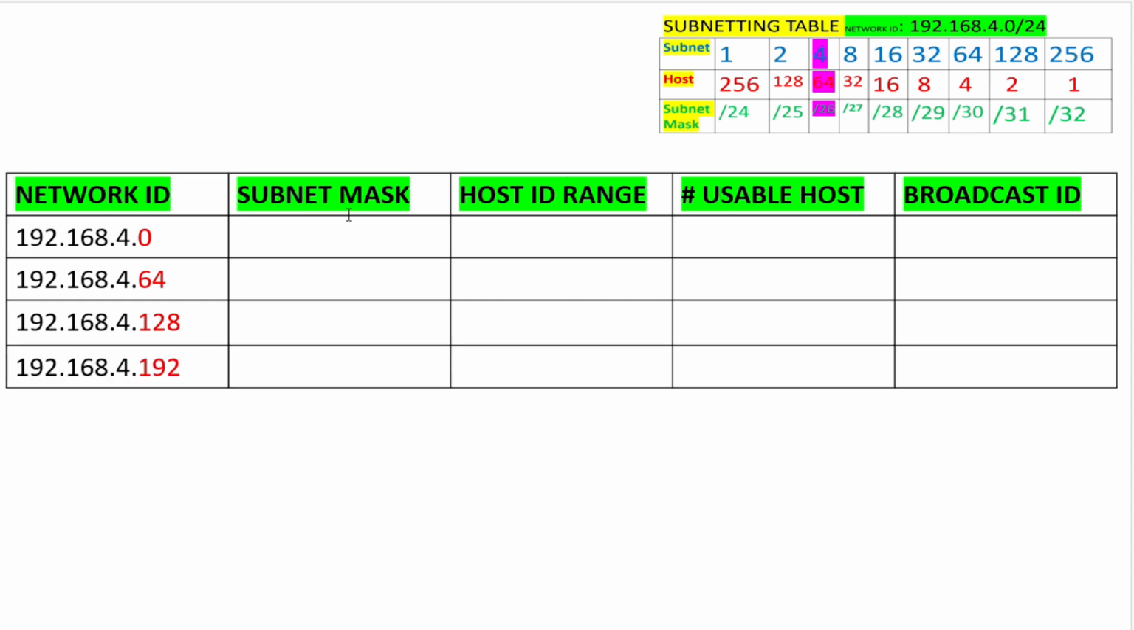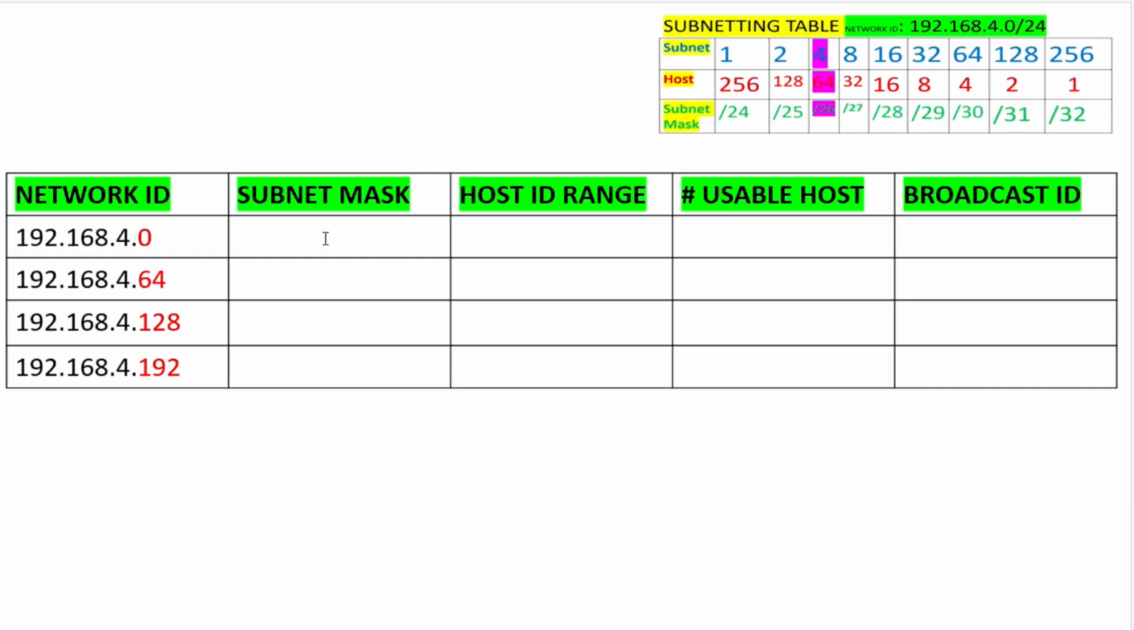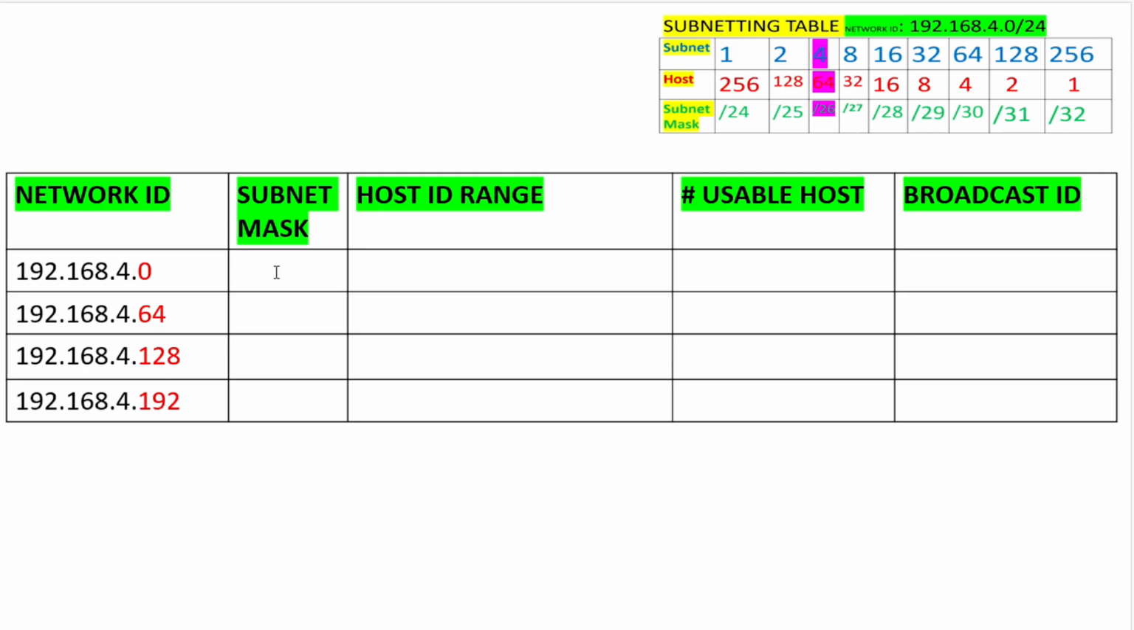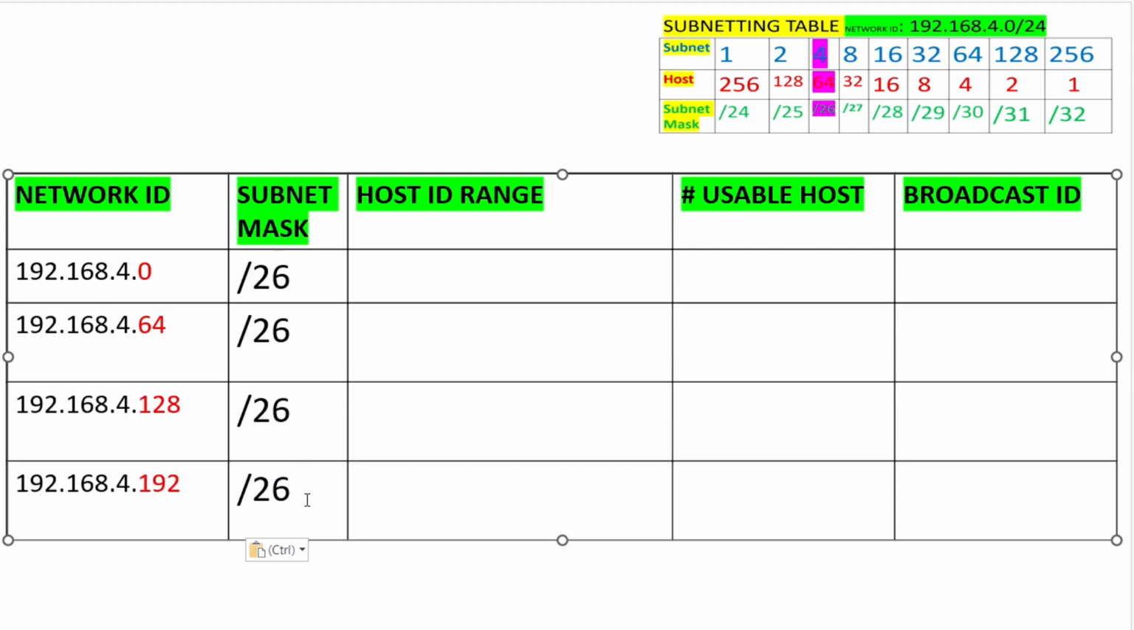Now we are going to find the subnet mask. Our subnet mask is /26. The original subnet mask was /24. So we are going to write /26 in all the cells below subnet mask. We are done with the subnet mask column.